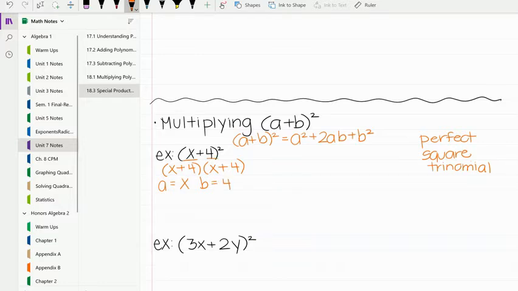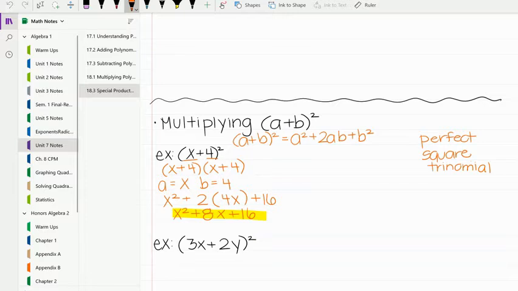According to our pattern, it should be a squared. A is x, so it'd be x squared. Then it's plus 2ab, a times b is 4x, so 2ab is 8x, and then it's plus b squared. B squared is 16. So this is really x squared plus 8x plus 16. We did that without using our methods of multiplying, meaning the distributive property, the FOIL method, or the box method.